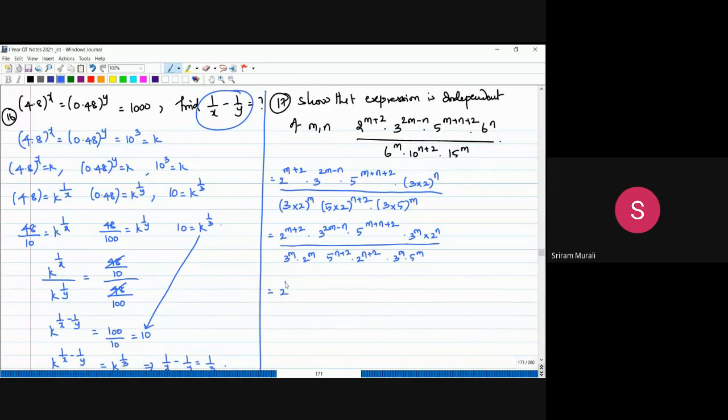So 2 power, I take this m plus 2. I bring this m to the numerator, so this will be minus m. I bring this minus n minus 2 to the power. Also, one more n is here. Have you understood how I segregated the powers of 2?